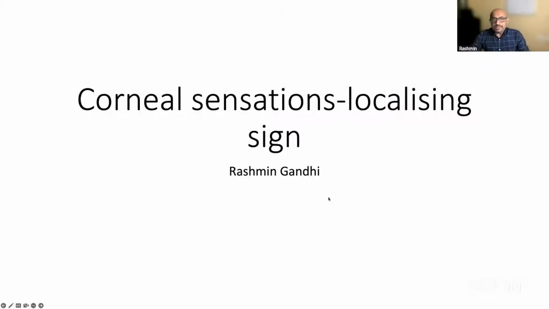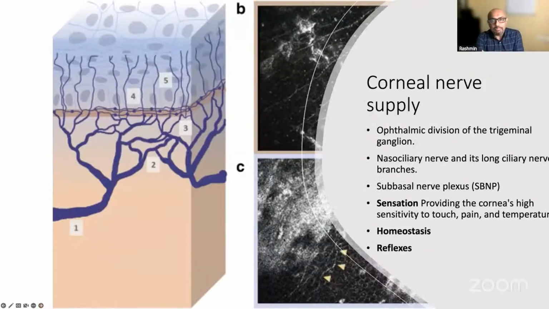The topic that Murli has given me is, as Prem was saying, a lot of times we have a topic where we would have to go ahead and search, and topics which are often less talked about. And this is one such topic, corneal sensation and its role in neuro-ophthalmic localization. So let's first have some of the basics of corneal sensation.